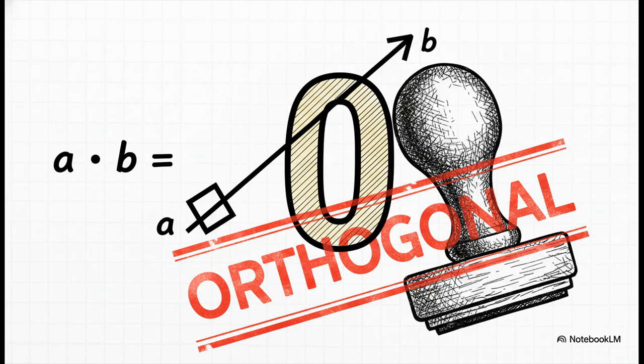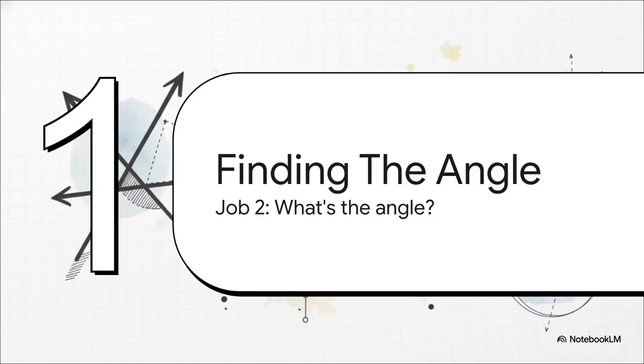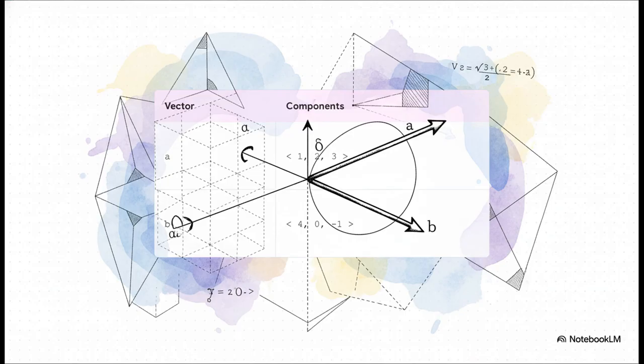And here it is, the big takeaway. If the dot product of two non-zero vectors is 0, it means they are perfectly 100% orthogonal. It's that simple. It's a clean, foolproof test. Job 1 is done. Okay, but what if the dot product isn't 0? Well, that's when things get even more interesting. It means we can use it to find the exact angle between those two vectors. To do this, we'll need to grab our geometric formula and just rearrange it a little bit. Let's try it with a new pair of vectors. We've got A as (1, 2, 3), and B as (4, 0, -1). Our mission is to find that angle, theta, that sits between them.